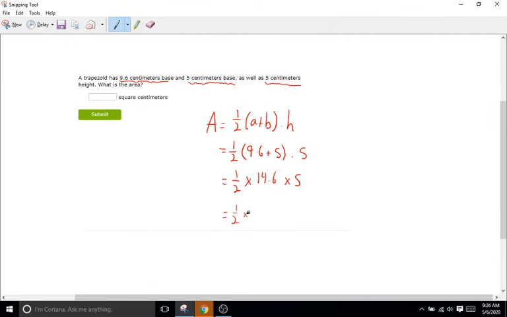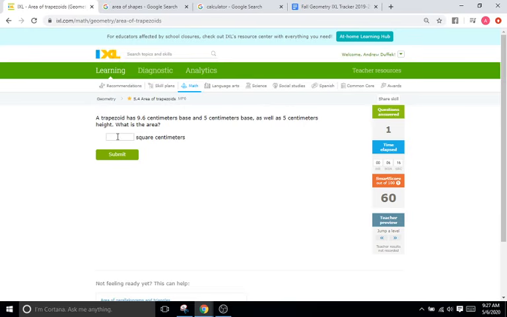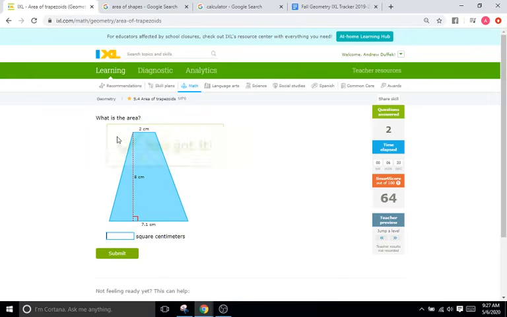Okay. So now we have 1/2 times 14.6 times 5, by my calculations, is 73. Okay, and then we just want half of 73, which is going to be 36.5. Okay, so we'll come over here, 36.5, and that is correct.